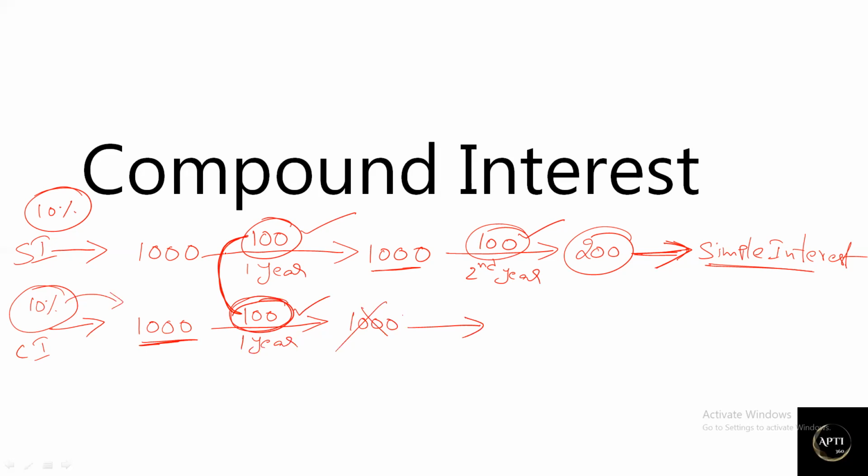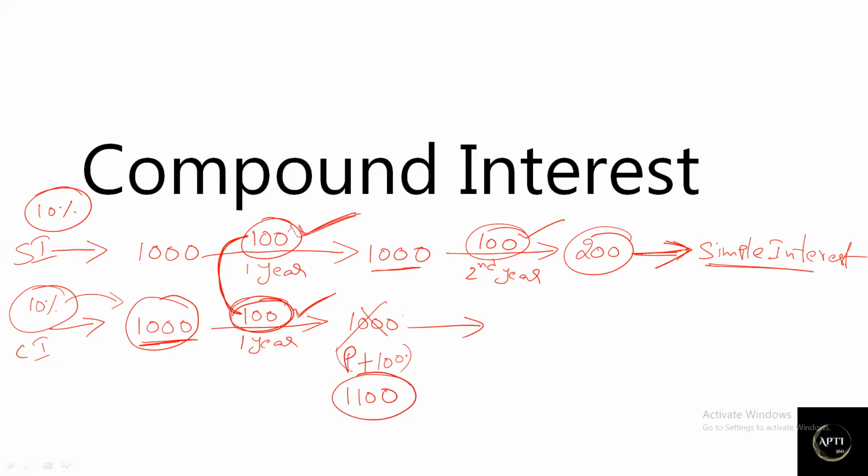How it differs: in simple interest, whether they give 2 years, 5 years or 10 years, interest will be calculated only on the principal amount. Even if they give 100 years, simple interest is calculated on the principal amount. In compound interest, only in the first year is interest calculated on the principal amount. In the second year, it is the principal amount plus the previous year's interest. What is the previous year's interest? 100 rupees. So the second year will be calculated on 1,000 plus 100, which is 1,100.